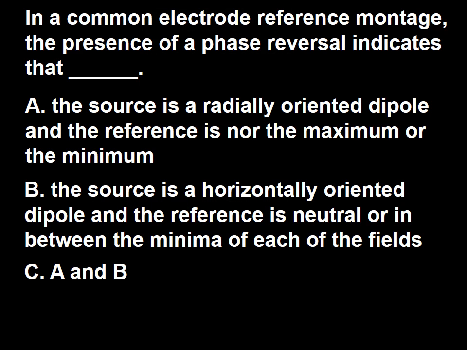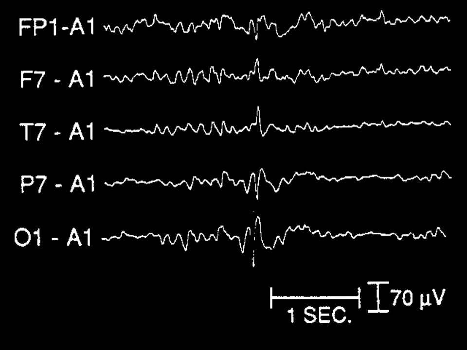Next question. In a common electrode reference montage, the presence of a phase reversal indicates that: A. The source is a radially oriented dipole and the reference is neither the maximum nor the minimum. B. The source is a horizontal dipole and the reference is neutral or in between the minima of each of the fields. And C. A and B. This tracing demonstrates a phase reversal.